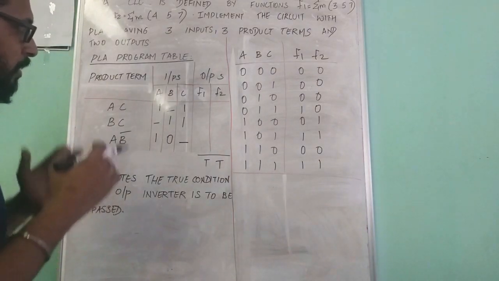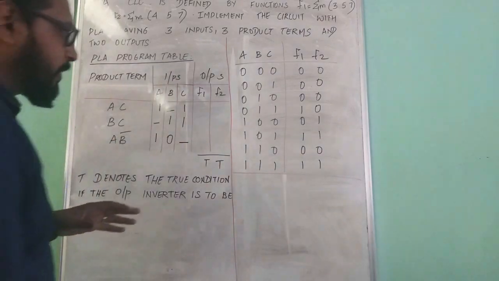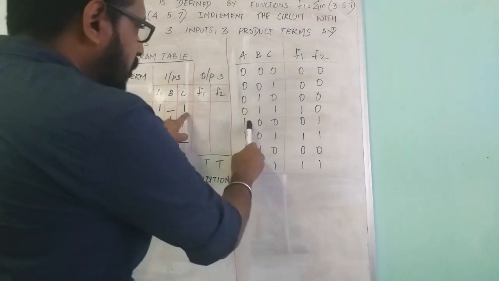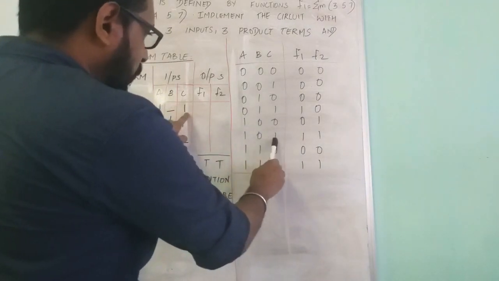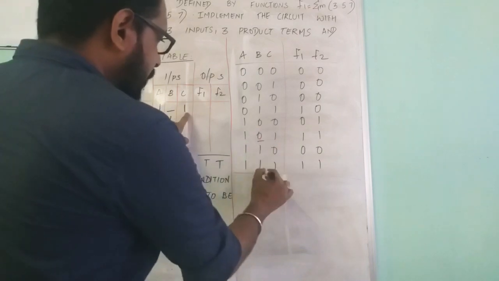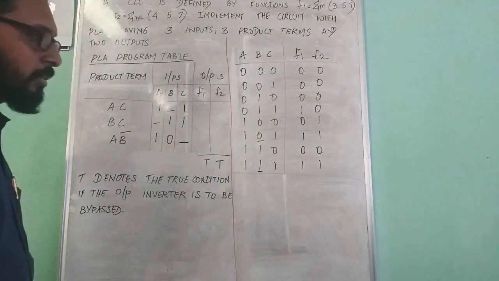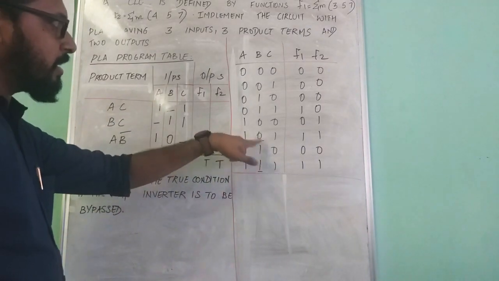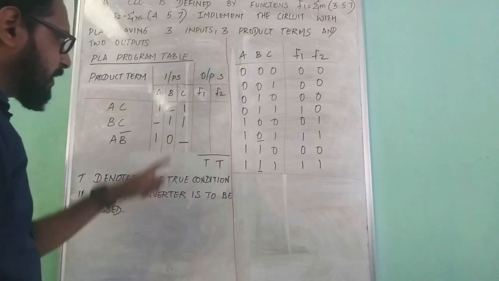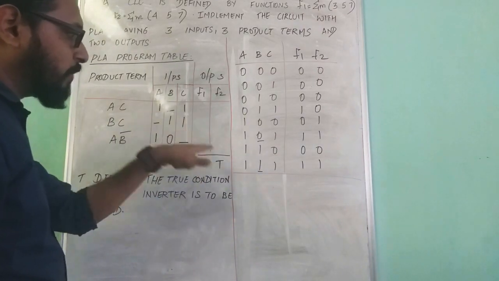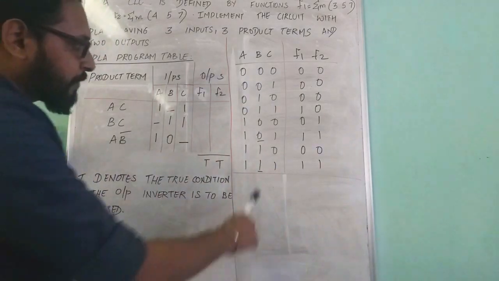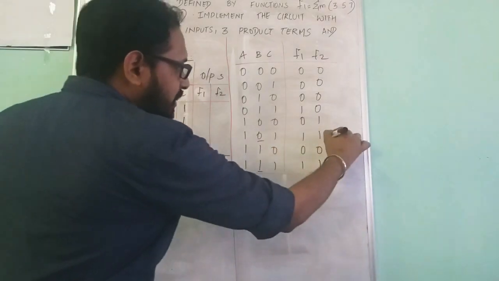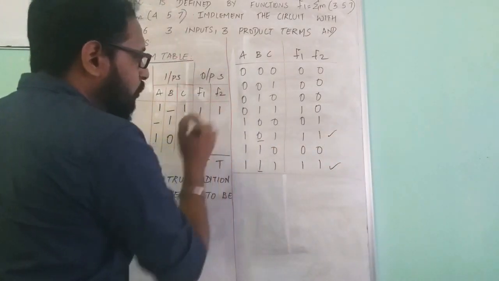Then look at the table for that. ABC: 1 dash 1. We have 1 0 1 and 1 1 1. Right? Value of A is 1, value of C is 1. And what is the value of B? 0 and 1. That is, we can have a 0 value, can have a 1 value. So what is the answer for F1 and F2? For both these cases, the value is 1, 1. So we put the value 1, 1.